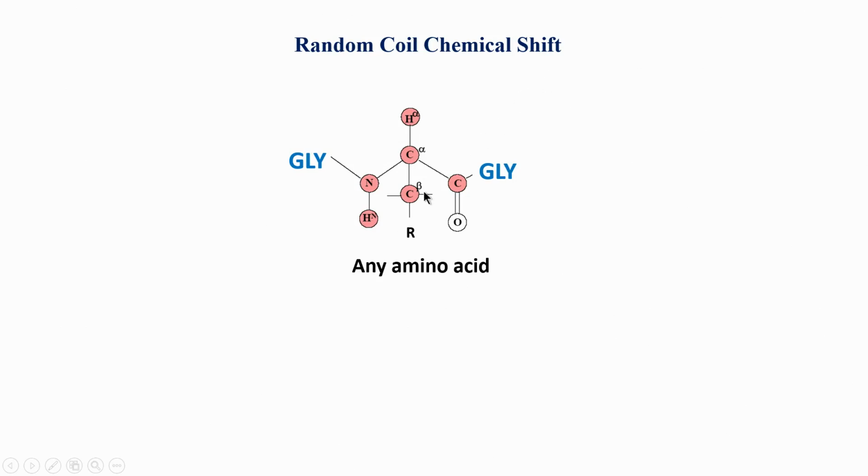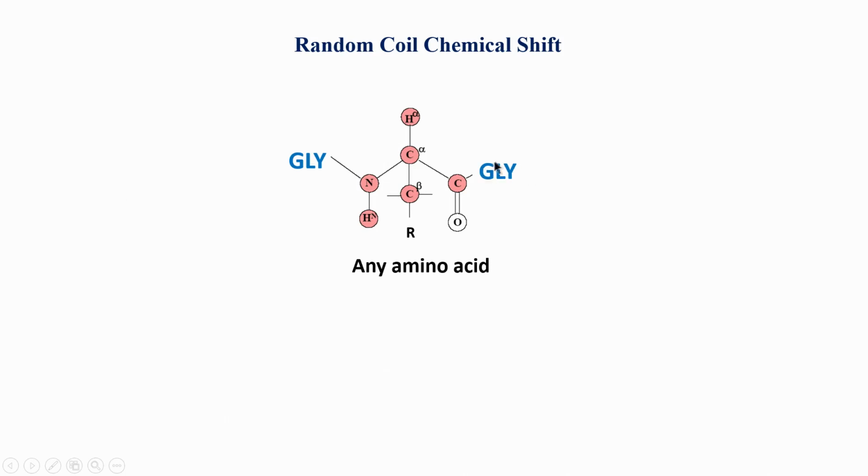What is the random coil chemical shift? It is the chemical shift of all these atoms when the amino acid is present in a random coil conformation. So, I have to first make sure that the amino acid I am studying is in a random coil structure. How do I do that? I can make a tripeptide where I take the amino acid in the center and put a glycine on both sides. Remember, there are 3 amino acids here. So, this tripeptide will adopt a random coil structure.